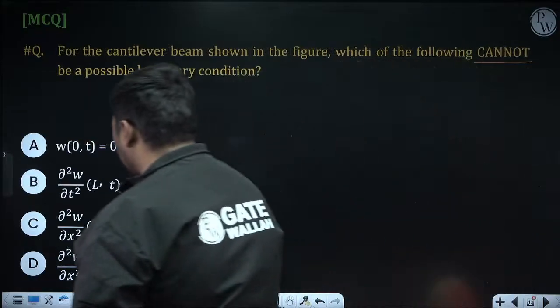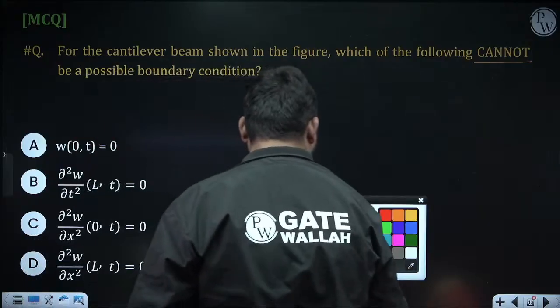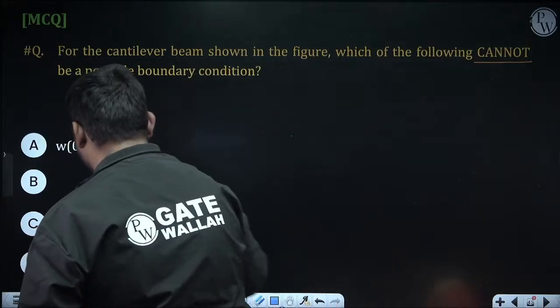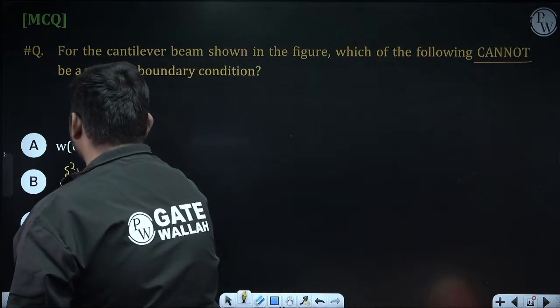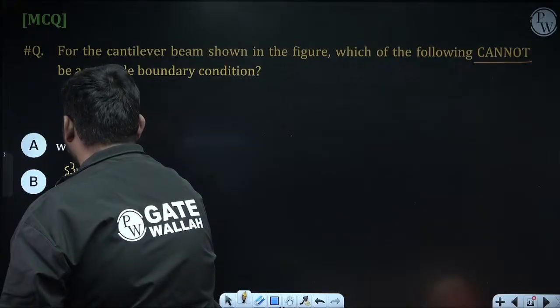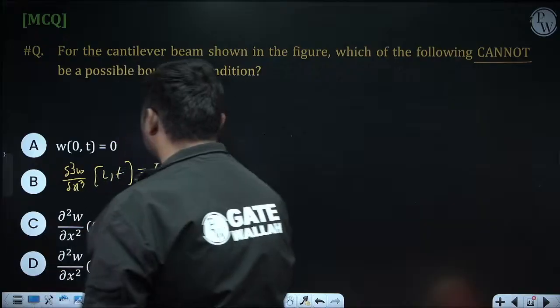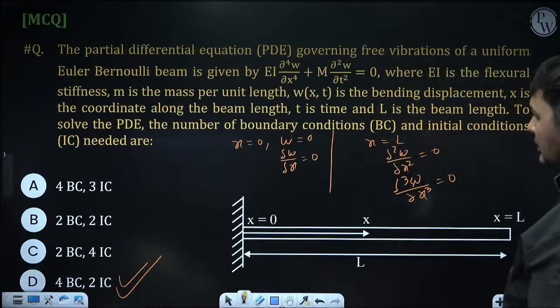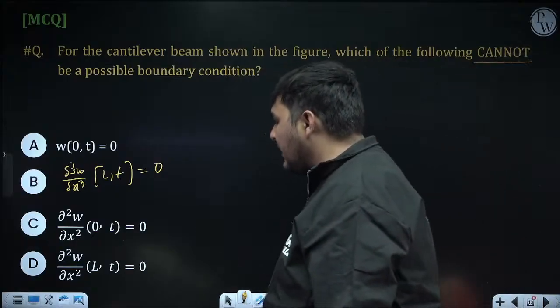Actually, it is a typing error, I think. It is del square W, del cube W, del x cube at x equal to L is 0. Okay, so del cube W by del x cube at x equal to L is 0. That is also correct. We have to find the incorrect one.